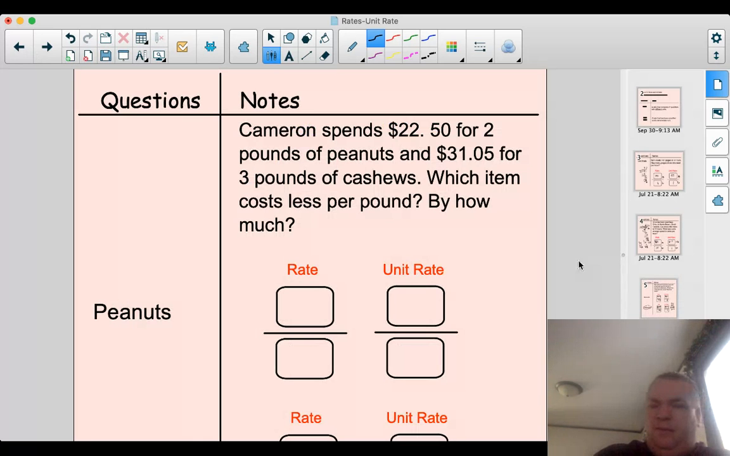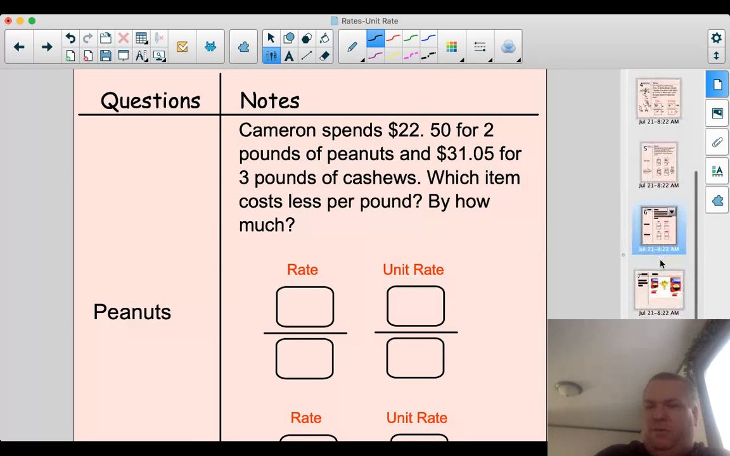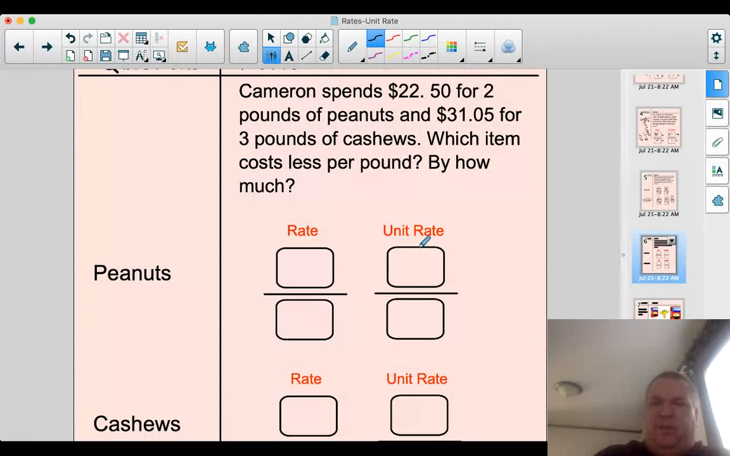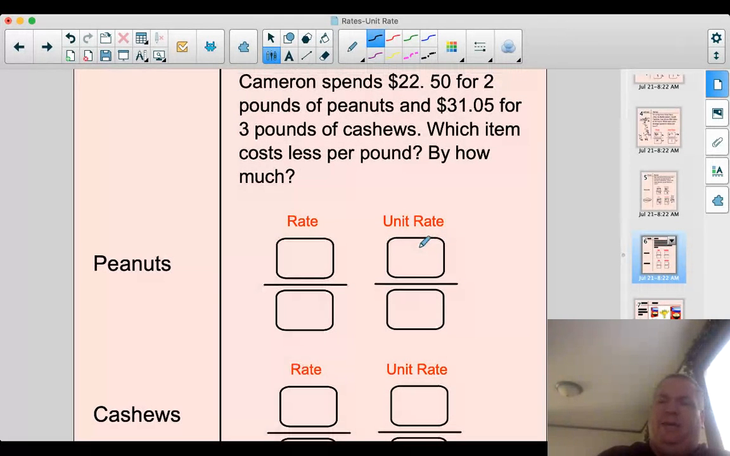All right. So let's try another one of those. Cameron spends $22.50 for 2 pounds of peanuts, $31.05 for 3 pounds of cashews. Which item costs less per pound and by how much? Okay. So I want the unit rates on peanuts. Peanuts are $22.50, and that's dollars for 2 pounds. If I want to make the unit rate, I got to divide. $22.50 divided by 2 is $11.25.